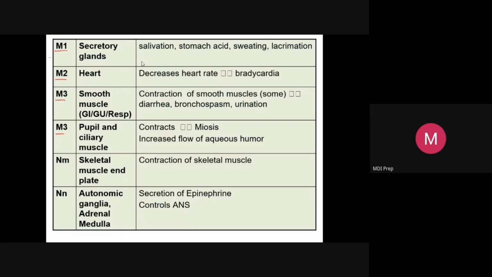All right. Dr. Lazo? Muscarinic. Yes, exactly. So this M right here stands for muscarinic receptor. The N right here stands for nicotinic receptor. Okay. So this is muscarinic and nicotinic receptors.